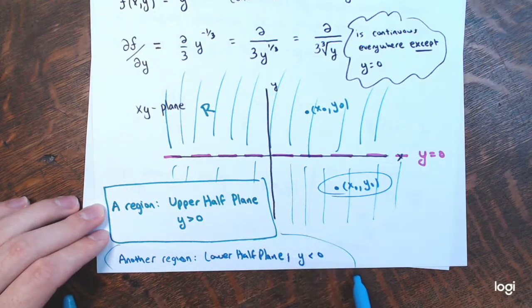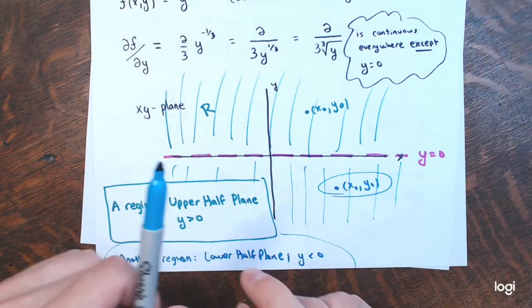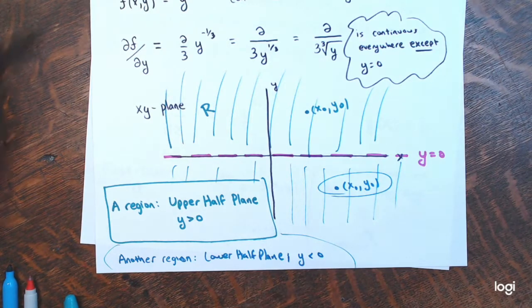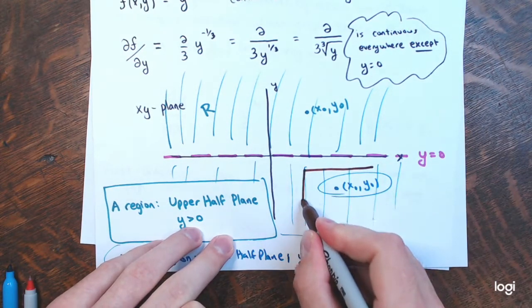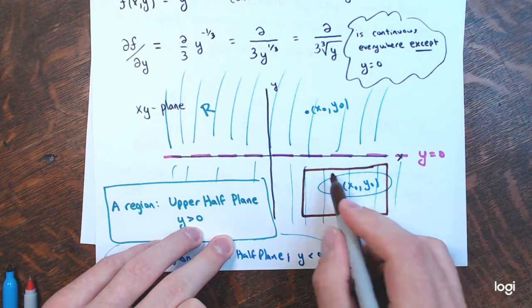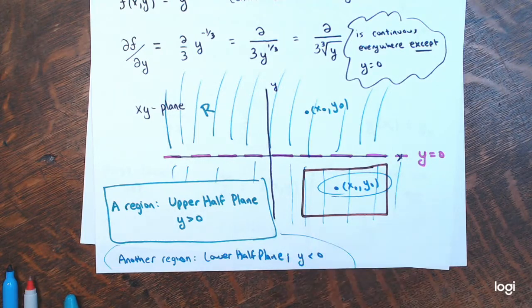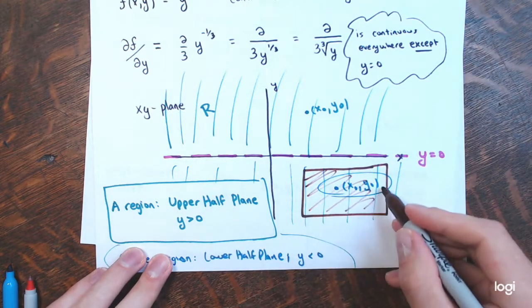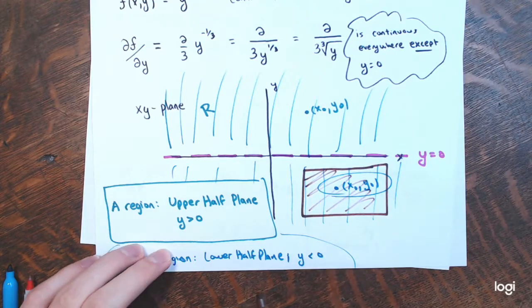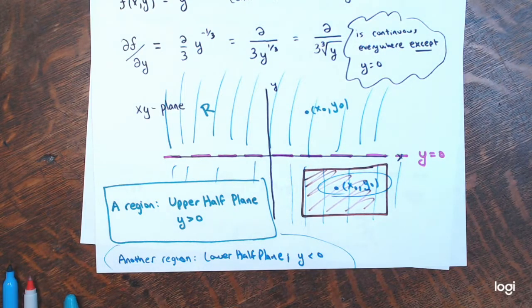But another possible region could be, if you know where the point is, just a simple rectangle around that point, as long as any piece of y equals 0 is not in it. So there's another valid region, if this was the point in question. Some rectangular region around it. But we're trying to make them as large as possible, though. Just like with our intervals of definition for solutions of differential equations, we're trying to make these regions as large as possible.